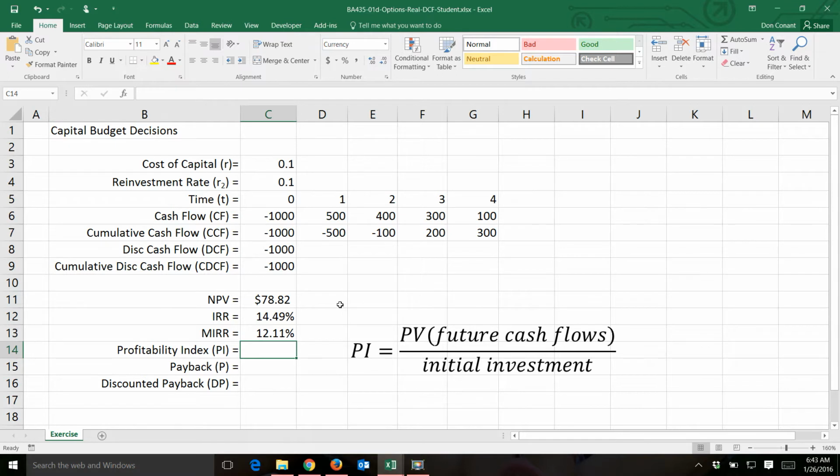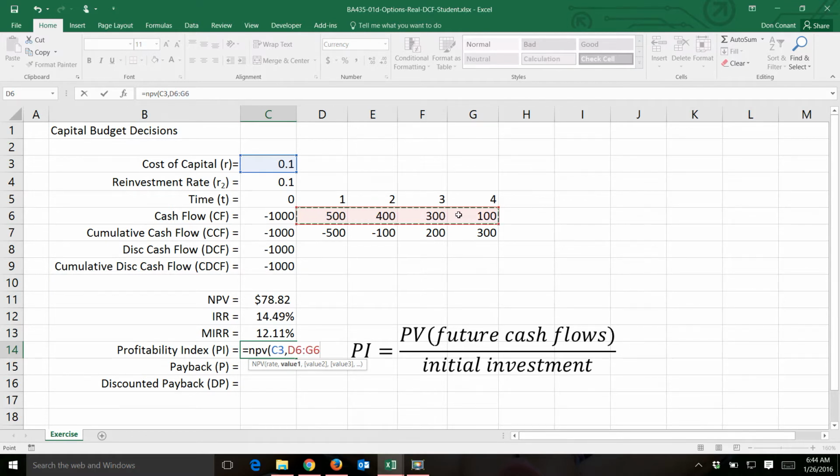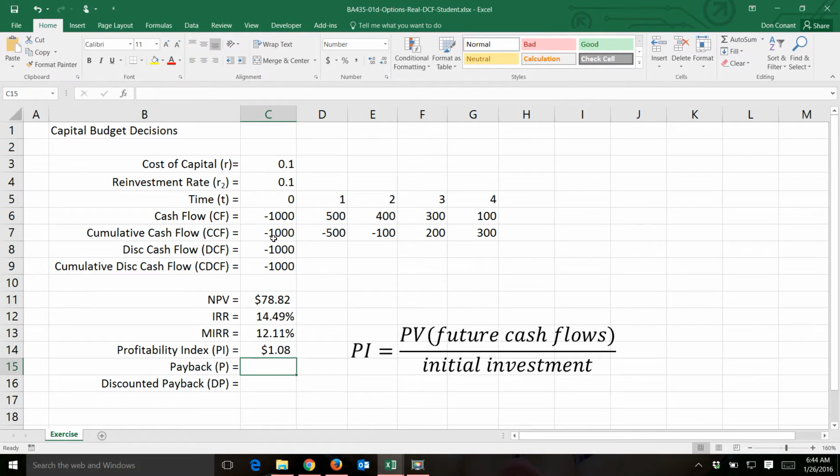The profitability index is the present value of the future cash flows over the initial investment. We need to make the initial investment positive in this case. Up here it's a negative cash flow. To calculate this, we take net present value. It wants the rate. There's the rate. The future cash flows. So we're not going to add the initial investment. However, we are going to place this over the inverse of the initial investment to make it positive. And that gives us the profitability index of $1.08.